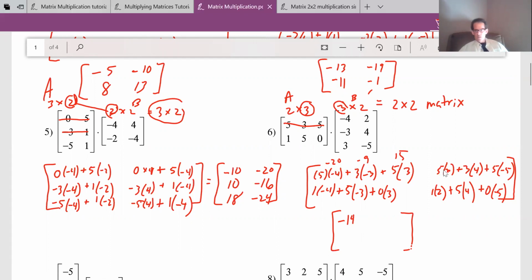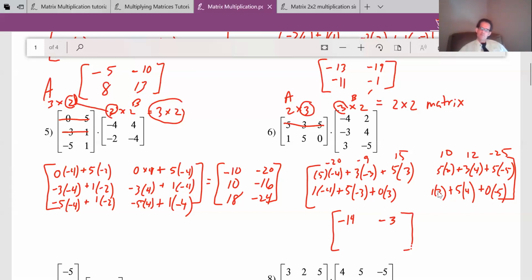Let's look at this one. I have 5 times 2 is 10. 3 times 4 is 12. 5 times -5 is -25. So I know 10 plus 12 is 22. Minus 25 is going to be -3. So this number here is going to be -3.